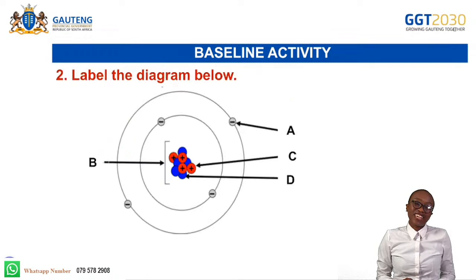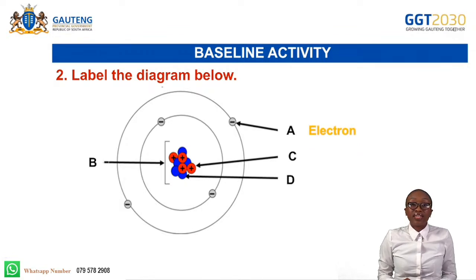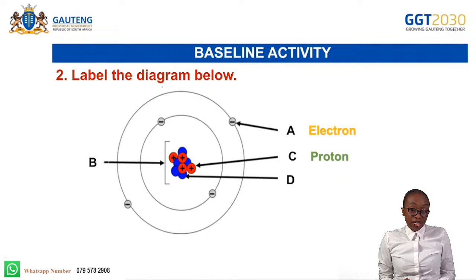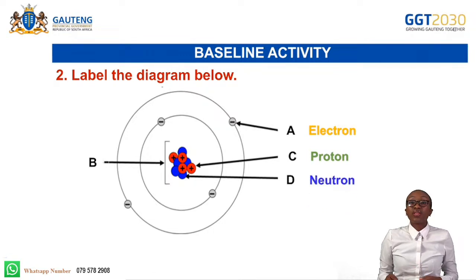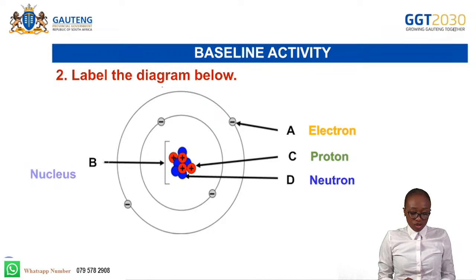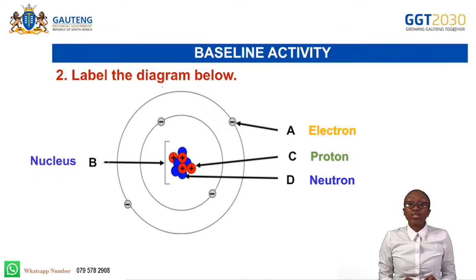Now let's answer the second question. In this question, we are required to label the diagram below. The diagram is a general diagram of an atom. Let us label it together. A is an electron, C is a proton, right there with the plus sign in the middle. D, together on the same space with the protons, is the neutrons, and that zone is the nucleus.